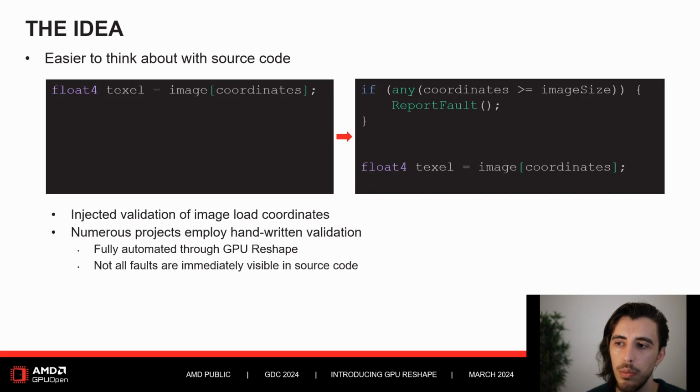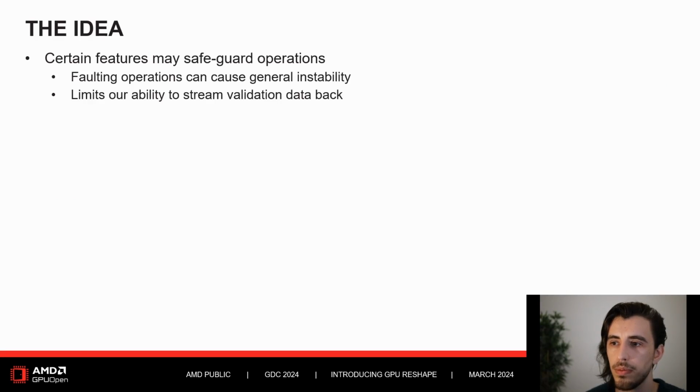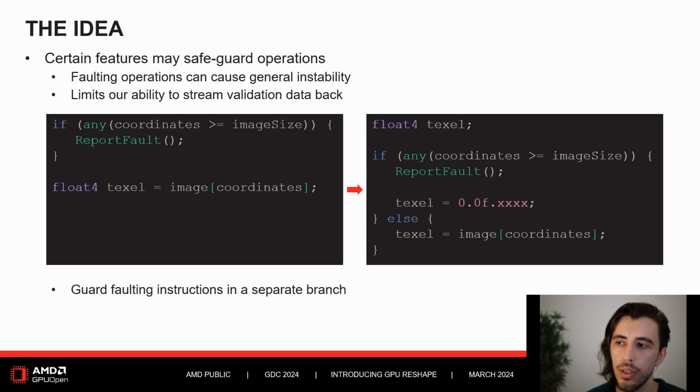But it's a little bit easier to think about with source code. Again, we have an image load, and we want to validate the coordinates against the resource's dimensions, as seen on the right-hand side. If something went wrong, we report it somehow. And interestingly, many projects actually have handwritten assertion-style validation. This is fully automated through GPU Reshape. Another problem is that what if the thing we're validating can cause instability such as crashes? How do we get the data back? Then we need to guard the instruction and only execute it if validation passed. I call this safeguarding. If validation did not pass, we instead assign a dummy value to the result of the instruction.